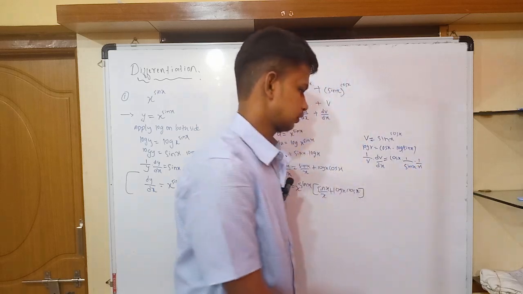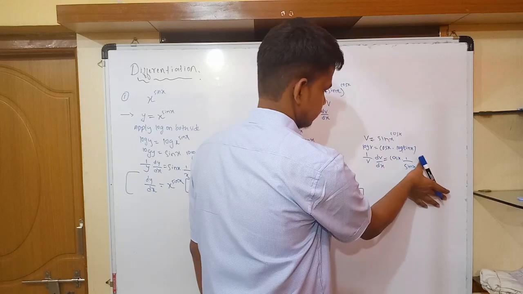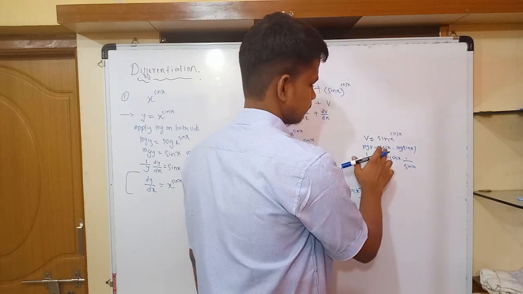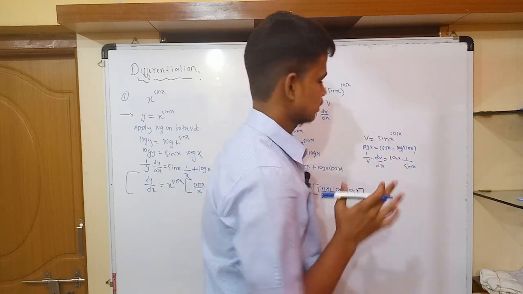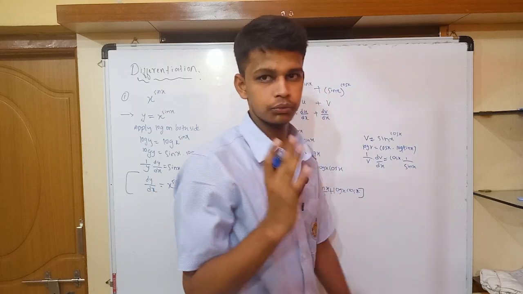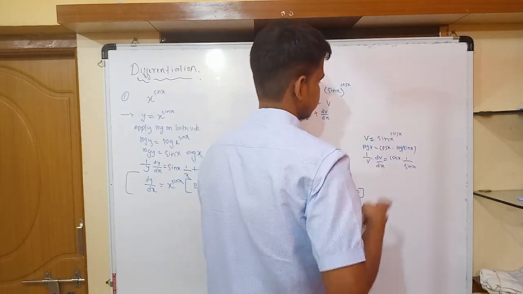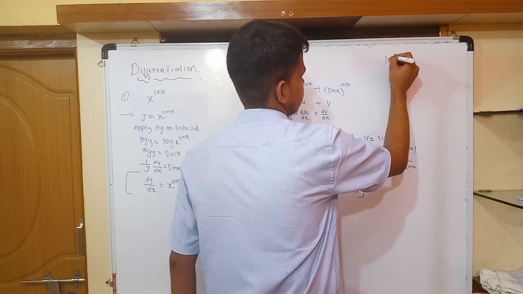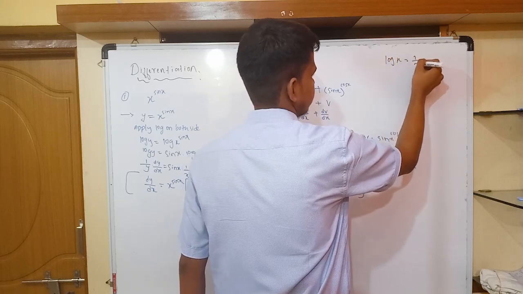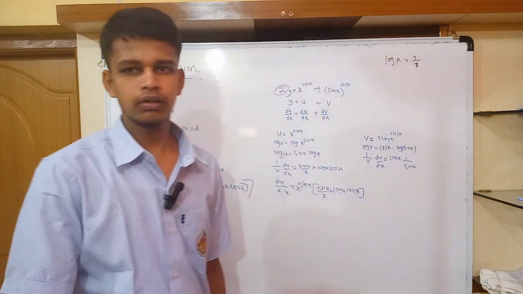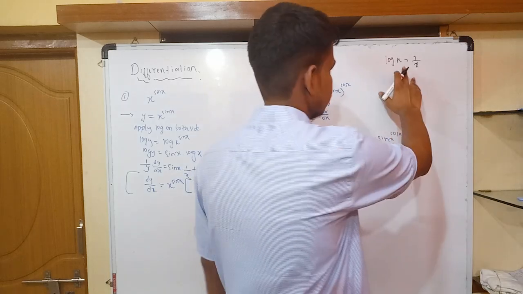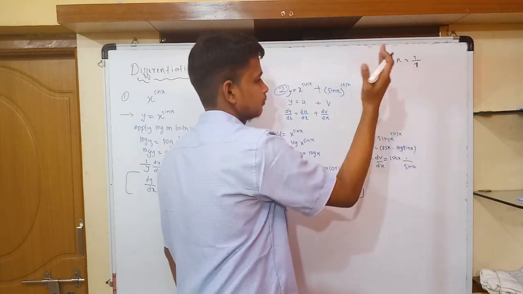Okay, 1 by x. Do not get confused here; this is the confusing part. Here you have to put this as it is. Here you have log of sin x. To find the derivative of log of sin x, we know that the derivative of log x equals what? 1 by x. Here we get 1 by x as the derivative of log x.